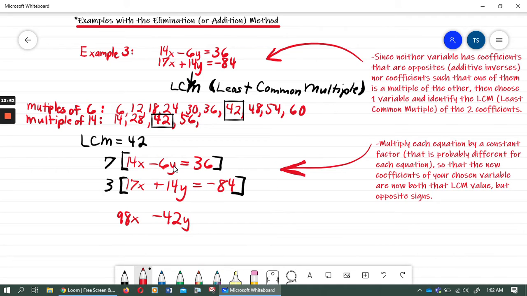Again, guys, we want to make sure that when we do this multiplying for both of these, that we've got that LCM 42 for both of these, and we want to make sure that those 42s have opposite signs in both equations. Alright, so again, for this first equation, that's negative 42y. And then when we multiply 7 times 36, we get 252.